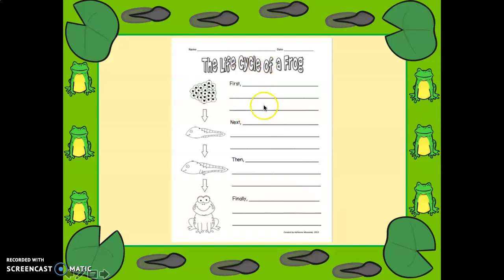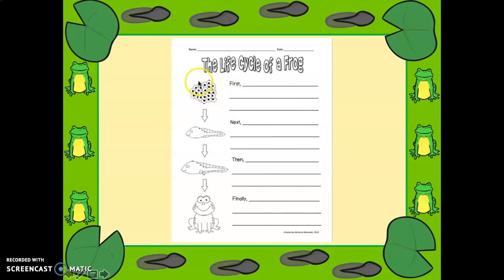Now this is what you have to do, the life cycle of the frog. I want you to write the life cycle here. You have this paper on our page or you can write it in your journal. Okay, so let's start first.